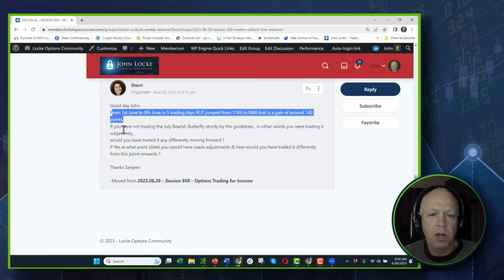If you were not trading the bearish butterfly strictly by the guidelines, in other words, you were trading it subjectively, would you have traded it differently moving forward? If yes, at what date would you have made adjustments, and how would you have traded differently from this point?